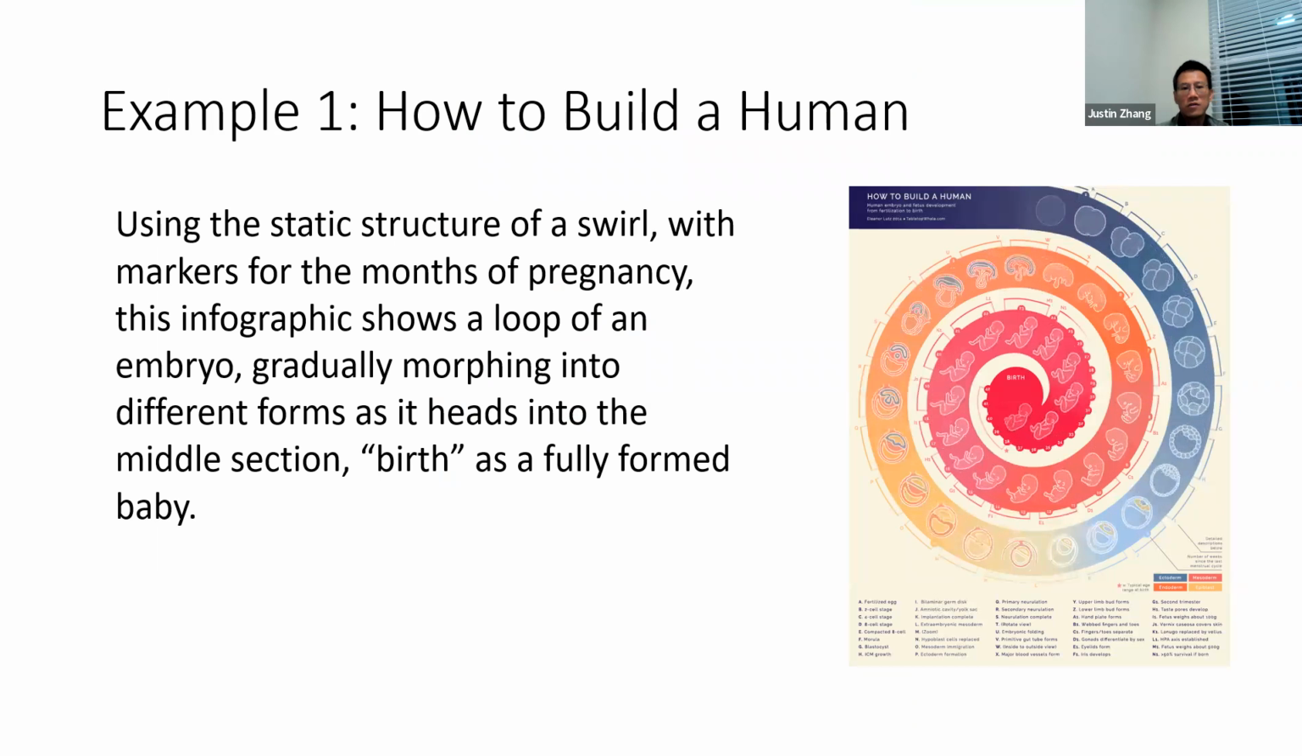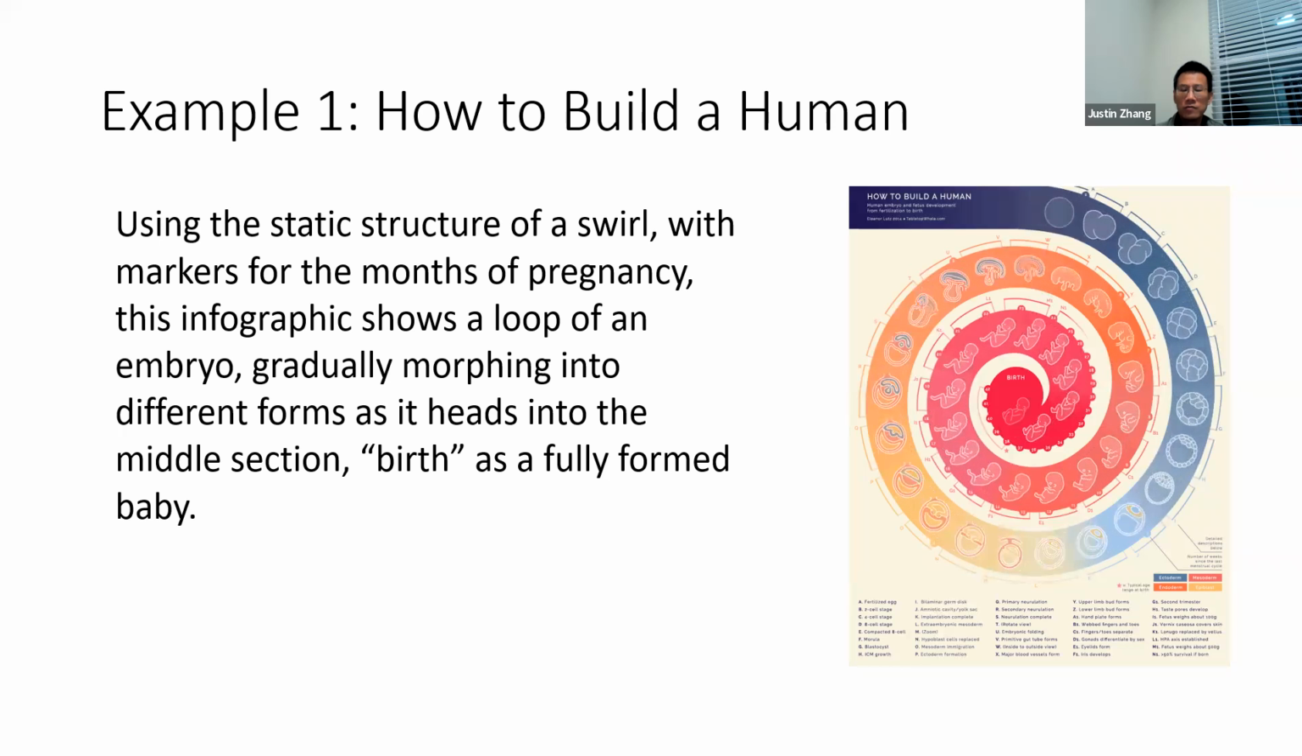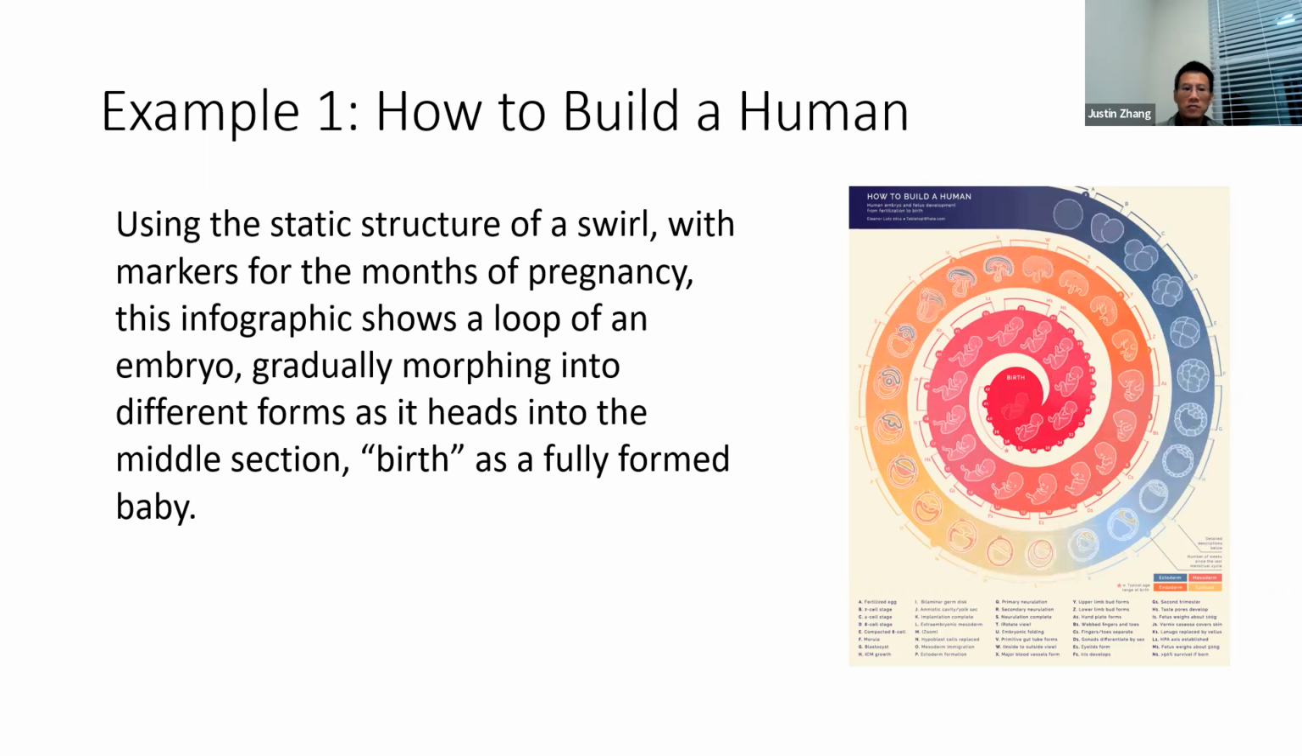Using the static structure of a row with markers for the months of pregnancy, this infographic shows a loop of an embryo gradually morphing into different forms as it heads into the middle section, birth, as a fully formed baby. As you watch this animation, you always want to keep track and keep watching how it develops into different stages in the pregnancy.